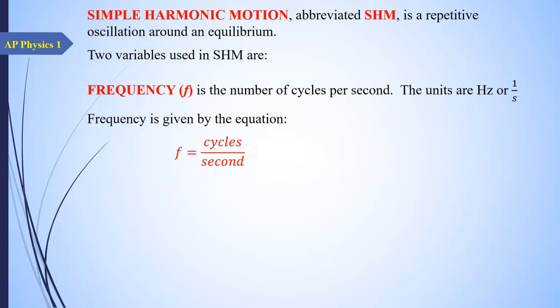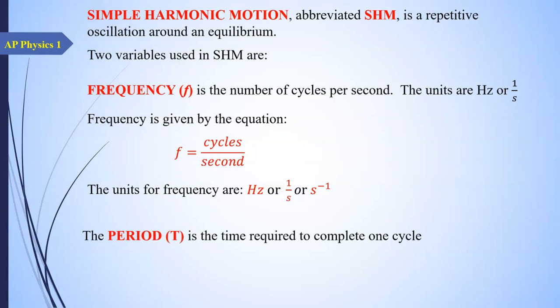So a cycle is one entire movement through the wave. So you go from the top to the bottom and back to the top again. That would be one cycle. How many times you do that a second is the frequency. Units for frequency are hertz or 1/seconds or seconds to the negative first. Those all mean the same thing.